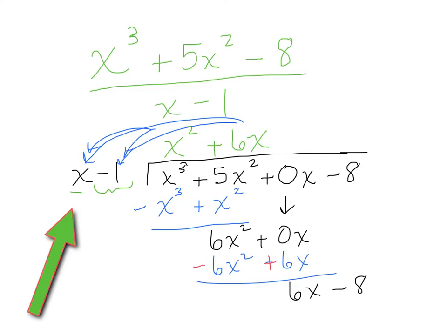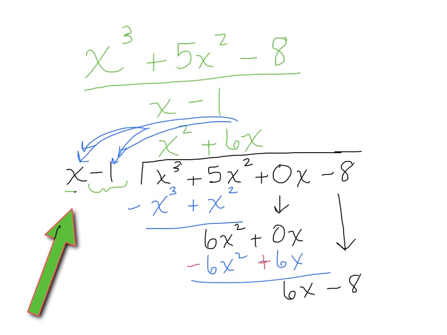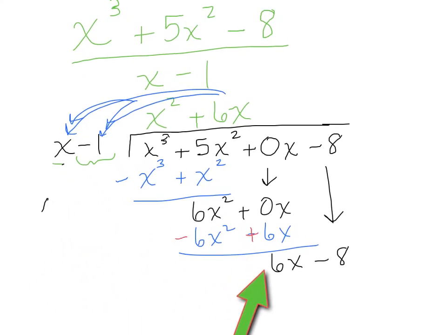So I get 6x when I add 0x plus 6x. Bring down that negative 8, and you have one last time you have to go through it. I have x. I want 6x. So I have to multiply by 6, positive 6.